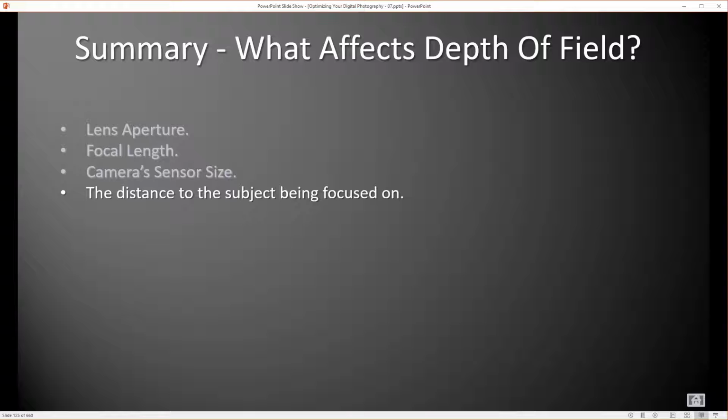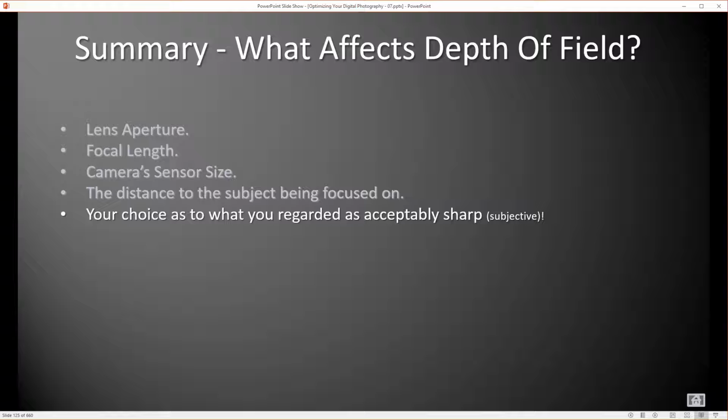The distance to the subject being focused on. You'll find that when things are in the distance, you can get quite a considerable depth of field. If you focus at a mile away, then things that are many miles away will also be in focus, and things that are a quarter of a mile closer will also be in focus. Whereas if you're looking at something that's 10 millimeters away, then the plane of focus becomes so much shallower that it's maybe half a millimeter either side for the same aperture.